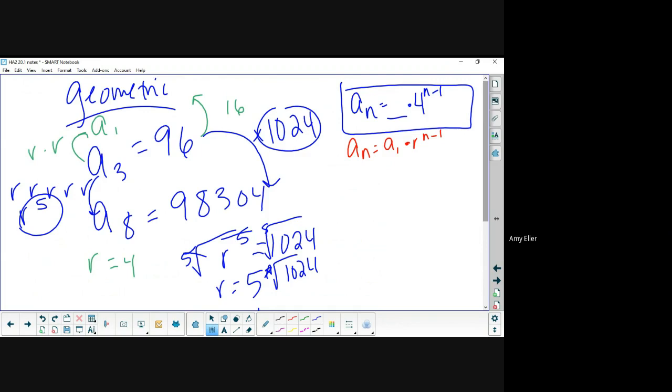Am I going to add 16, subtract 16, multiply, or divide 16? Divide, because to go here we go forward, which is multiply. So to go backwards, we need to divide. 96 divided by 16 is 6. 6 times 4 to the n minus 1. That's your formula.